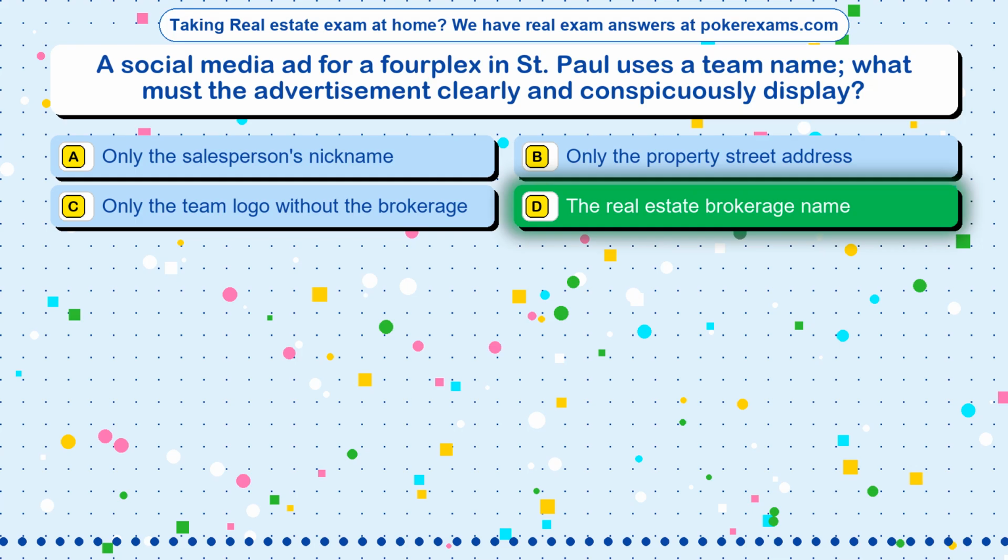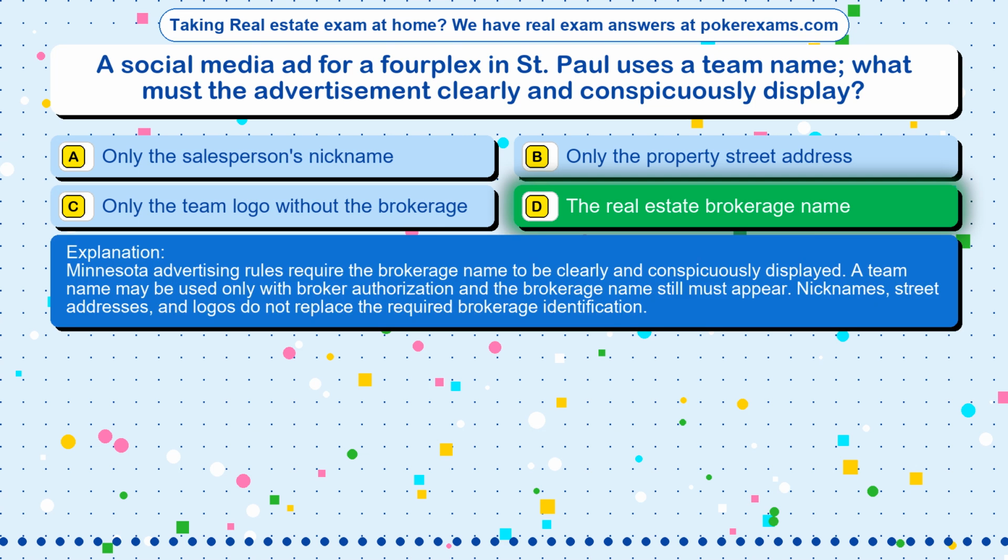The correct answer is option D, the real estate brokerage name. Minnesota advertising rules require the brokerage name to be clearly and conspicuously displayed. A team name may be used only with broker authorization and the brokerage name still must appear. Nicknames, street addresses, and logos do not replace the required brokerage identification.